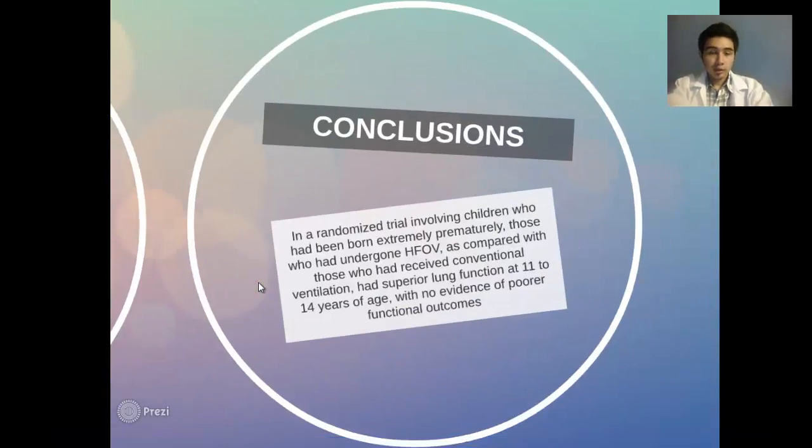In the conclusions, in a randomized trial involving children who had been born extremely prematurely, those who had undergone HFOV, as compared with those who had received conventional ventilation, had superior lung function at 11 to 14 years old, with no evidence of poor functional outcomes.